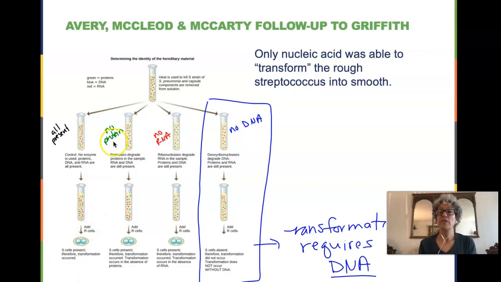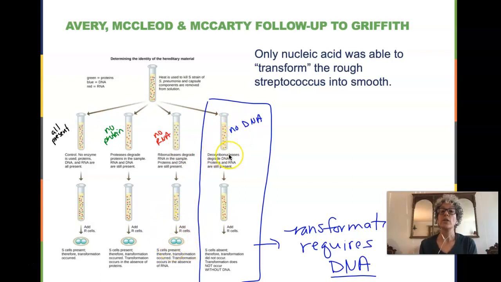We can chemically and physically remove the protein so that RNA and DNA are present. If both nucleic acids are present and the protein is absent, we can add the rough cells and they get transformed. So it's either the RNA or the DNA. So if we take this one and we digest it with nucleases that specifically destroy RNA, so this tube has protein and DNA. We add the rough cells and they are transformed.